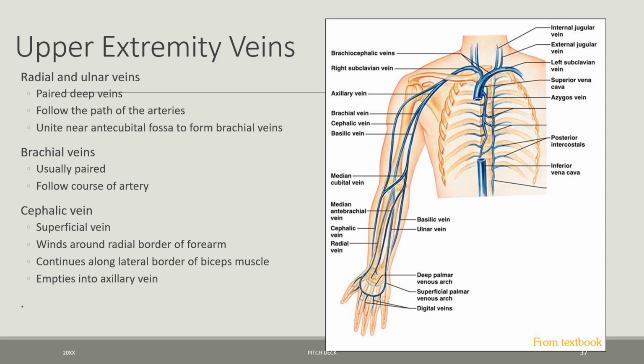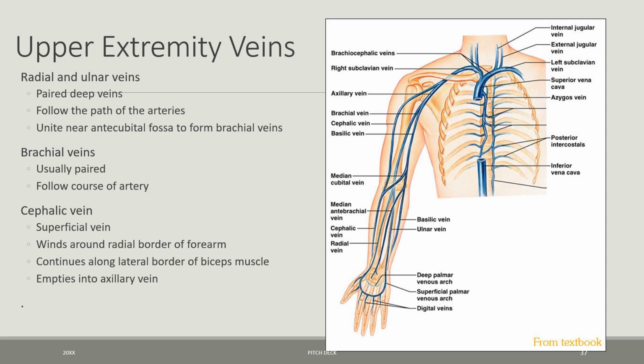Now, cephalic vein is a little bit different. The veins that I talked about were just deep veins. Those ran along next to the artery, and usually for every artery there would be two veins. So for the radial artery, I'd have two radial veins. For the axillary artery, I'd have two axillary veins, and so on and so forth.